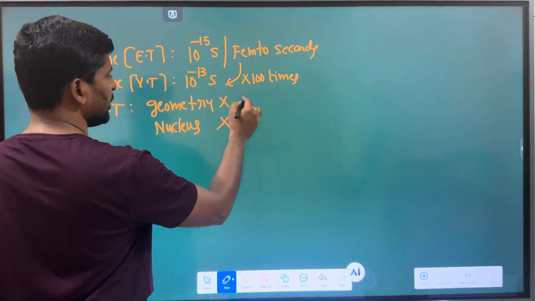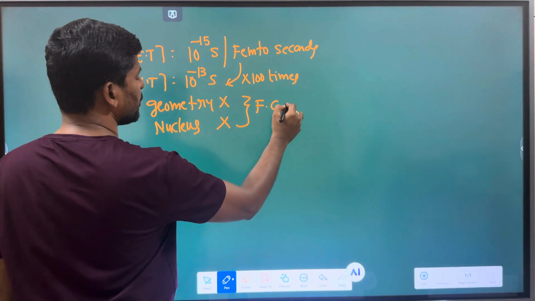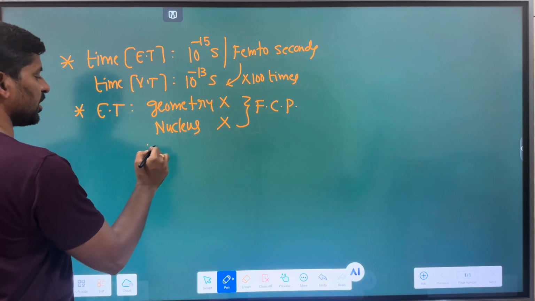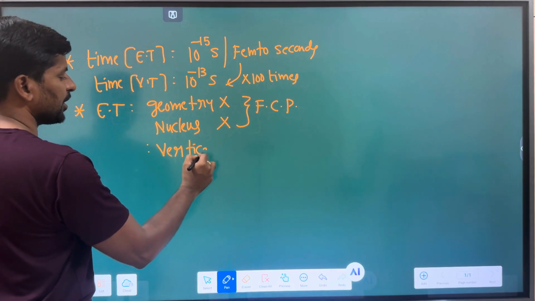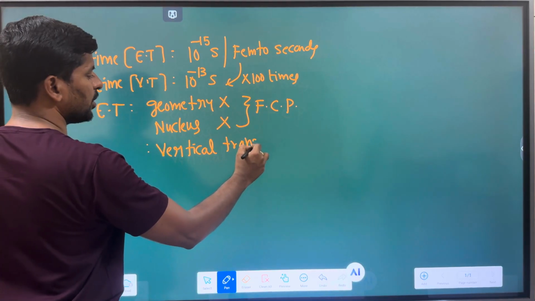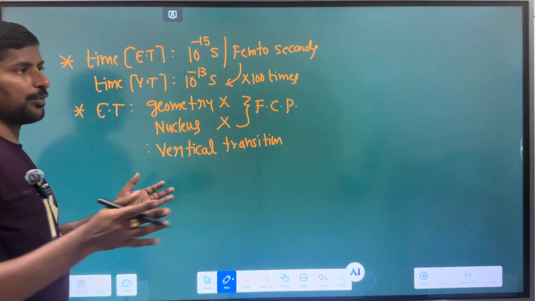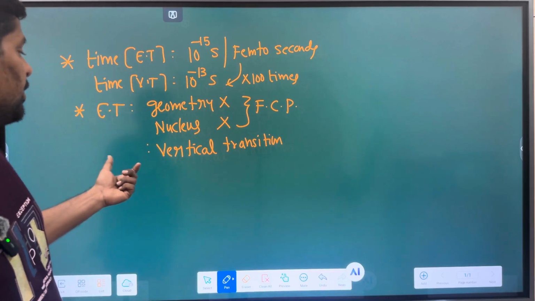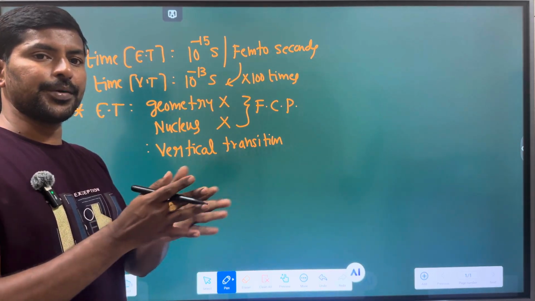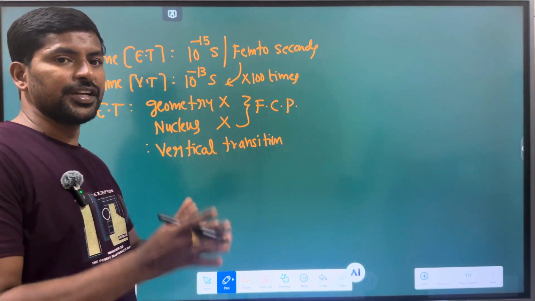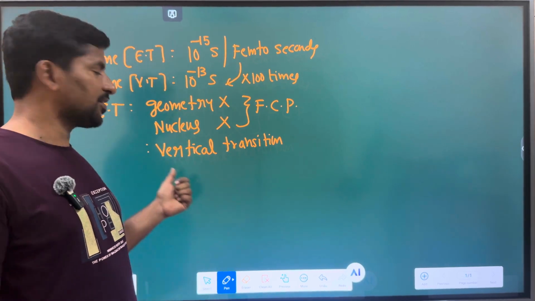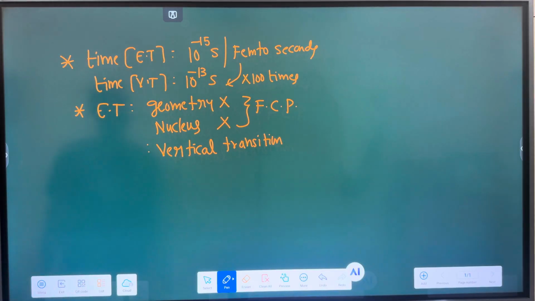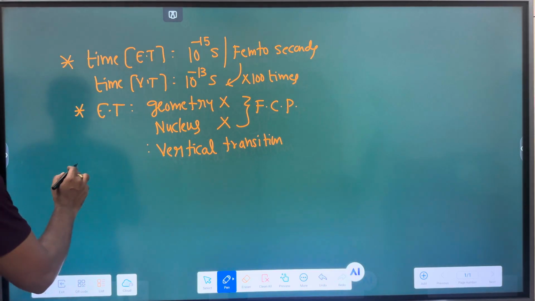So no change, and this is called the Franck-Condon principle. According to the Franck-Condon principle, electronic transitions are called vertical transitions, since there is no change in the bond length, no change in the internuclear distance. As there is no change in the internuclear distance, electronic transitions are also called vertical transitions, and this is about the Franck-Condon principle.